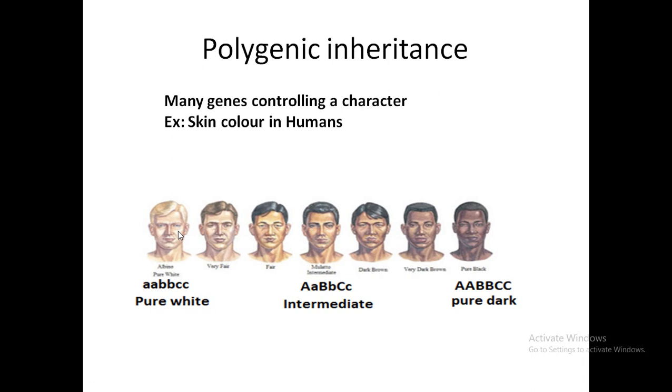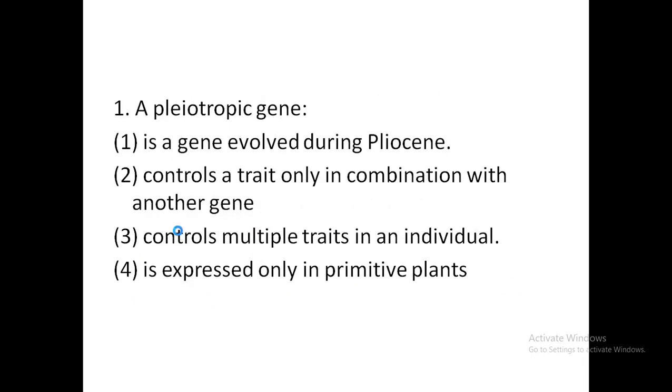Now let's solve some problems based on polygenic inheritance and pleiotropy. A pleiotropic gene, so we already discussed this. A pleiotropic gene is a gene that controls multiple traits in an individual. Multiple means more than one character. So if a gene controls more than one character in an individual, then we call it a pleiotropic gene.